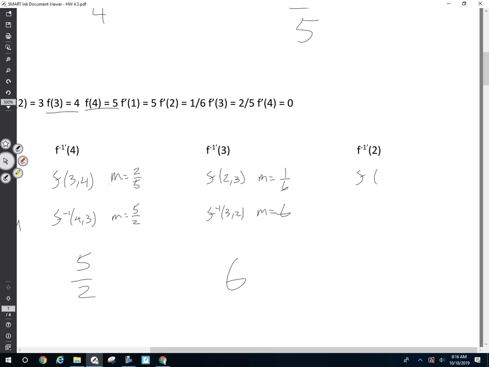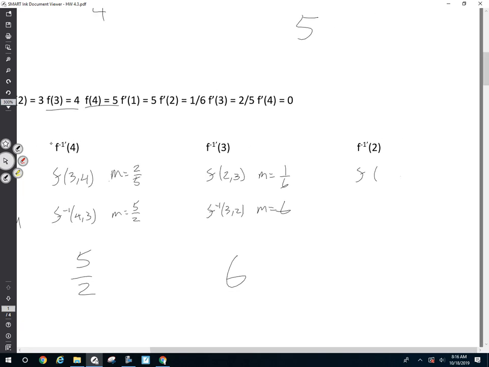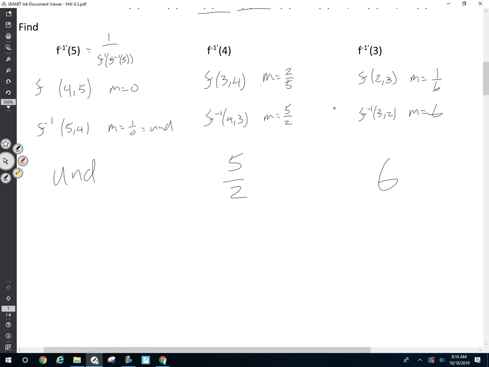So I'm not looking at the point (2, 3). I'm going to look at the point (1, 2). f's got the point (1, 2). g's got the point (2, 1). The slope of f at 1 is 5. Slope of g would be 1/5. Okay, so those are like table problems with this.